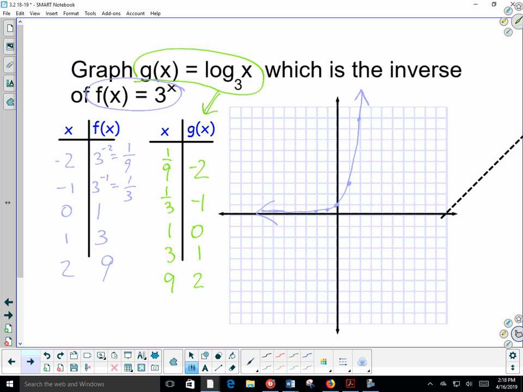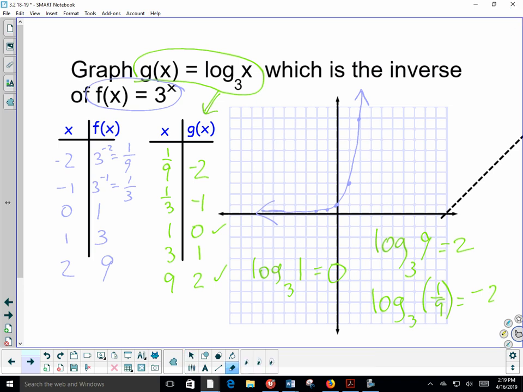Can we test that and make sure I'm not just making this up? If I plug in 1 here, I would have log to the base 3 of 1. What's log to the base 3 of 1? 3 raised to what power gives me 1? 0. So that one works. What if I plug in 9? What's log to the base 3 of 9? 2. That one works. What if I have 1/9? What's log to the base 3 of 1/9? Negative 2. It all works, right?